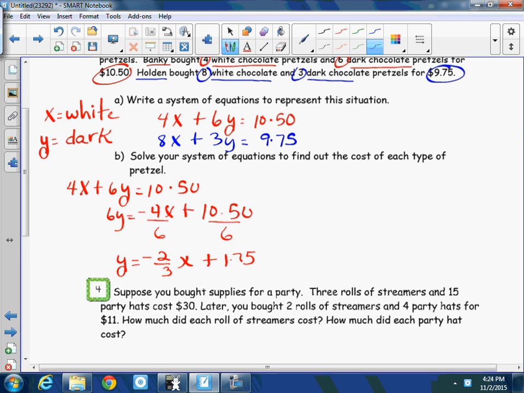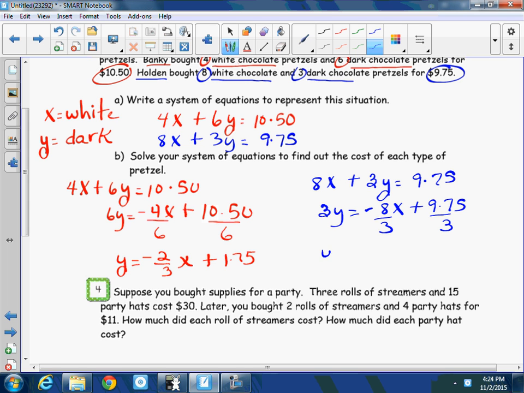I'm going to do the blue one. 8x plus 3y equals 975. So that would be 3y equals negative 8x plus 975. Divide by 3, divide by 3. And negative 8/3 does not simplify, so just leave it like it is. And then 975 divided by 3 would be 325.